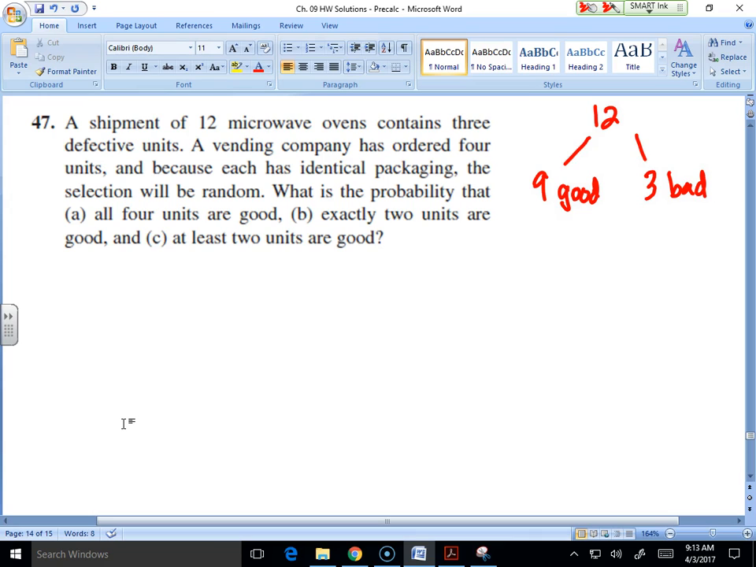Because each has identical packaging, the selection will be random, so no one knows which is which between the good and the bad. What's the probability? By the way, it's an awful percentage if 3 are bad out of every 12. Anyway, what is the probability that all 4 are good, exactly 2 are good, at least 2 are good?